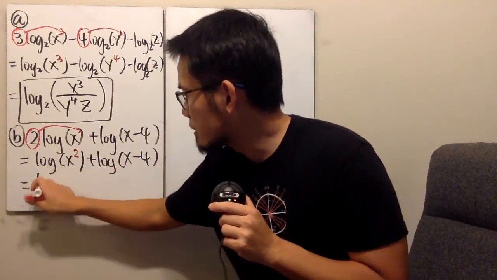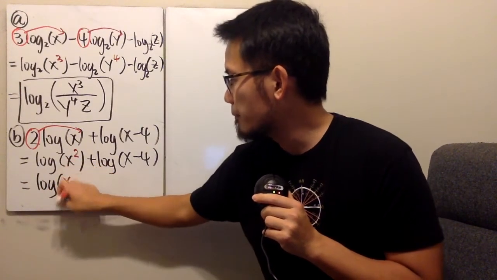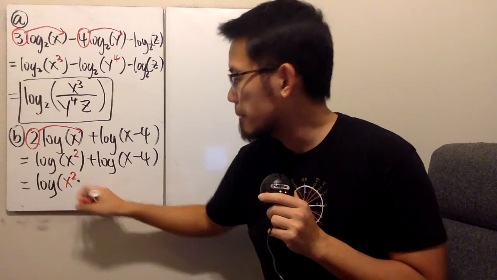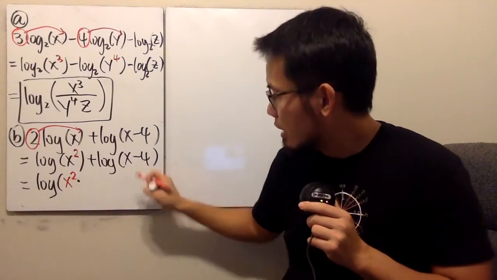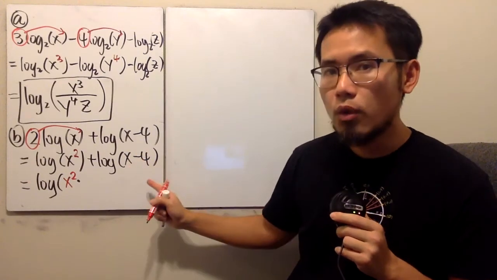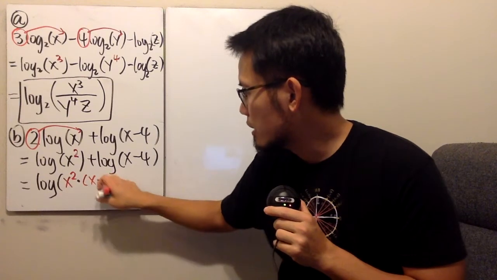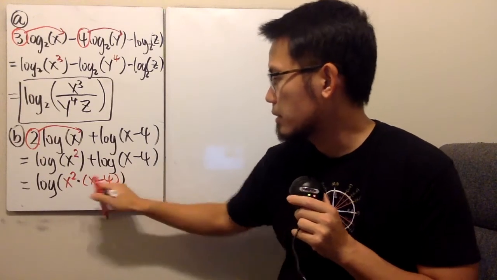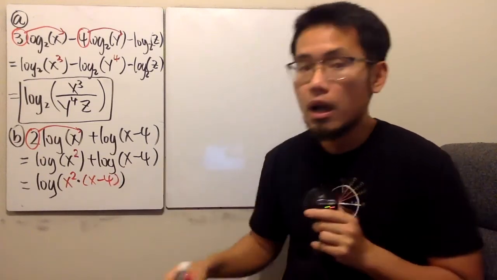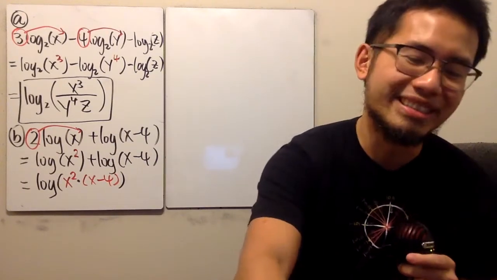Alright, so here we have just log, and then we have the first thing, which is x squared, and then we are going to multiply by the second thing. Notice we have two things here, namely x minus 4. Be sure you open the parentheses, and then you enter the x minus 4 down in here. Right? Alright, are we done though? Kind of, but not really.